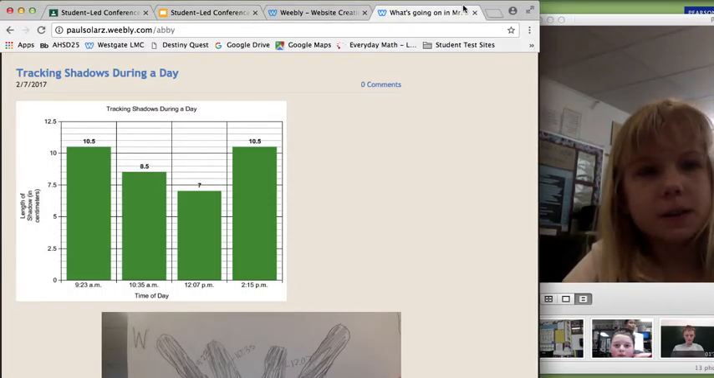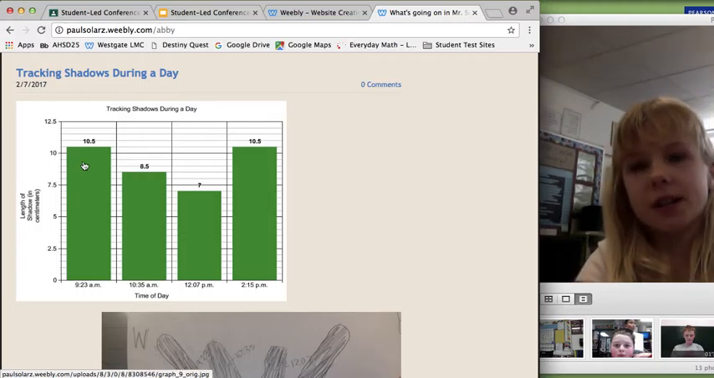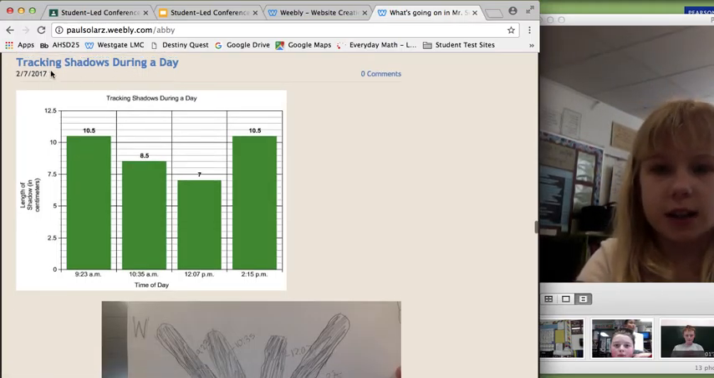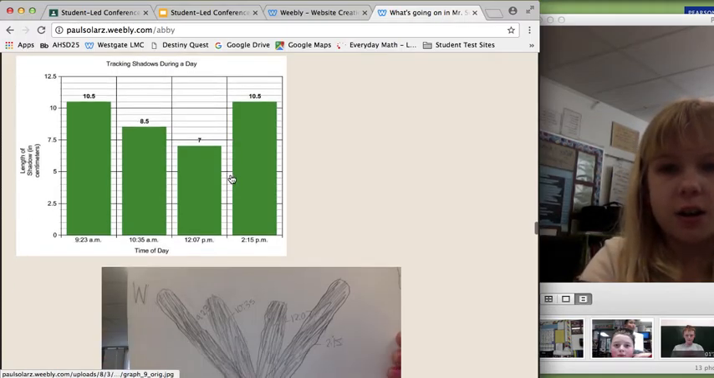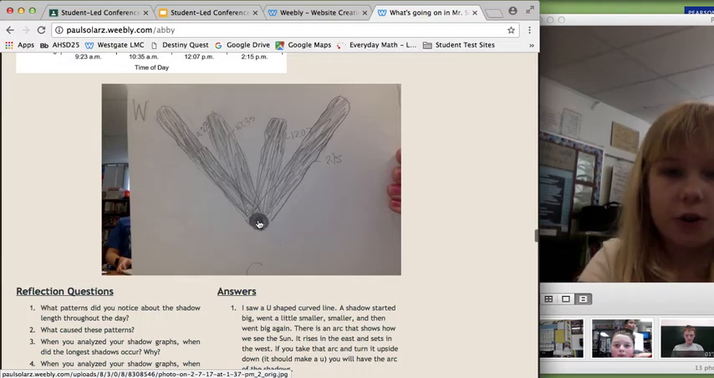So today I'm going to show you guys my blog post. So here's my first one. It's the tracking shadows during the day blog. And so what we did was, in this photo, I took a photo. We put a battery in this dot right here.